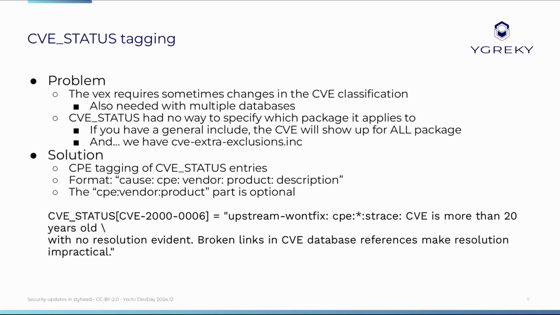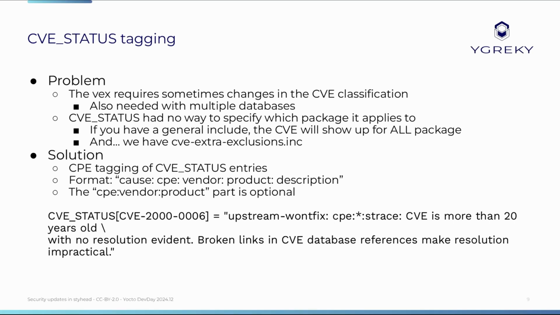And the solution we have come up with is to add a CPE tagging in the CVE status. So in the CVE status itself, you can add information on which product it applies to. And basically the format becomes the cause of the status as before. Then you have CPE literally, a vendor, product, and version as in the CPE vector, and then description as before. The CPE vendor product part is optional.